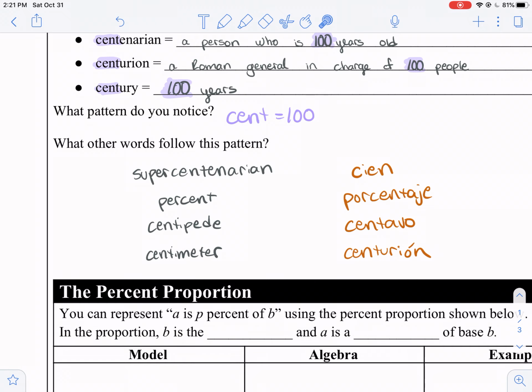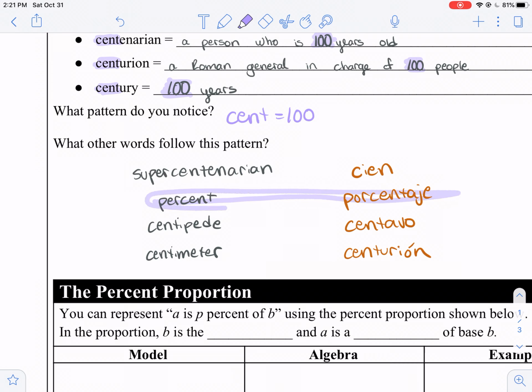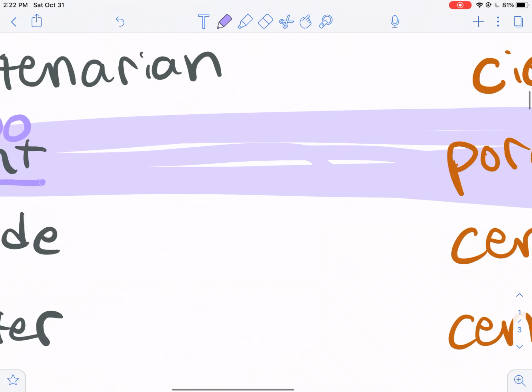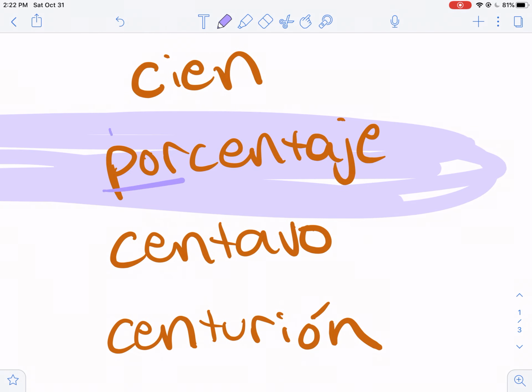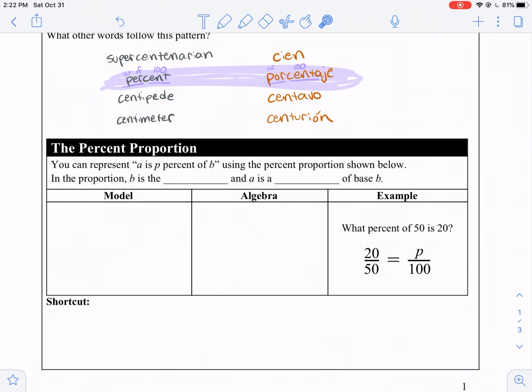Cool. So today we'll be talking about percents. We're going to talk all about the percent proportion today. Now, when you look at percent, per means out of, like miles per hour, and cent, we talked about earlier, means 100. Same thing is true in Spanish. Por means per, which is out of. Cent means 100, like cien. And aje is a noun. Yay, percentage.